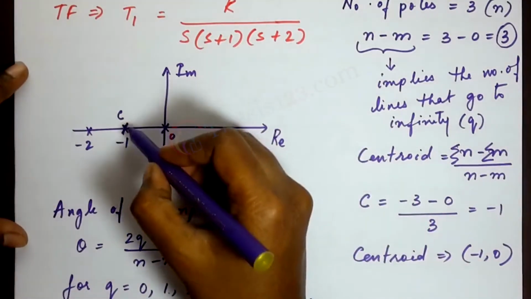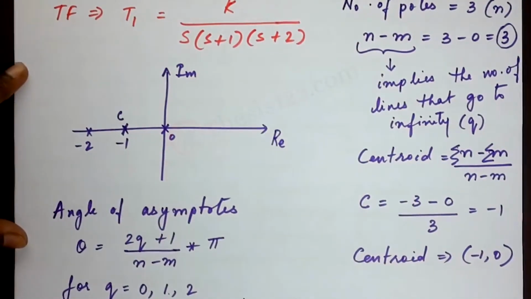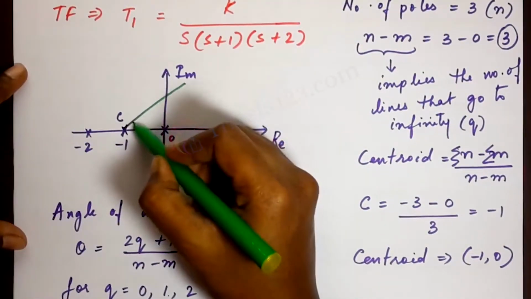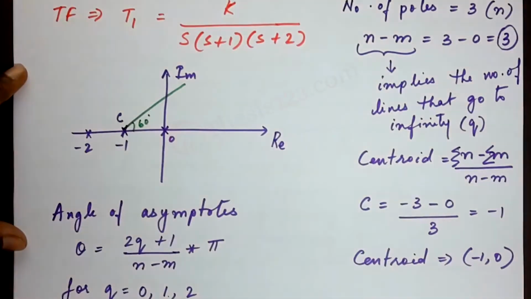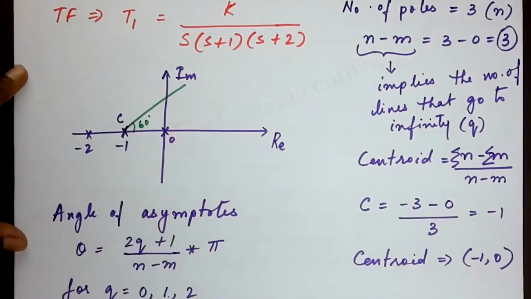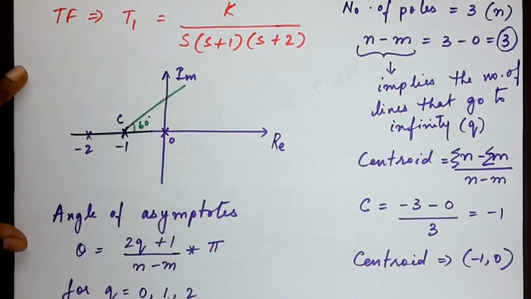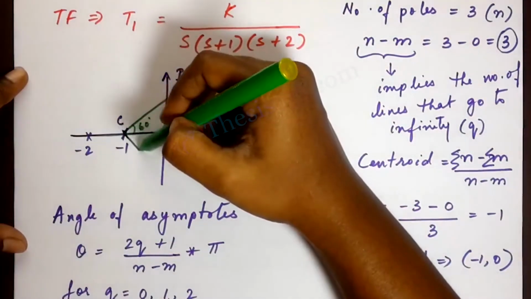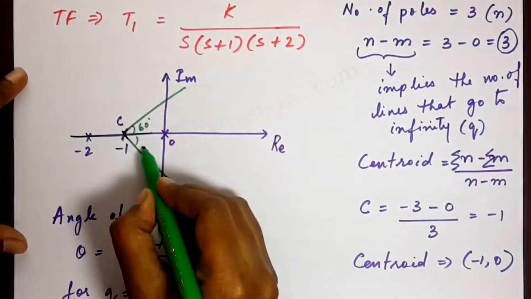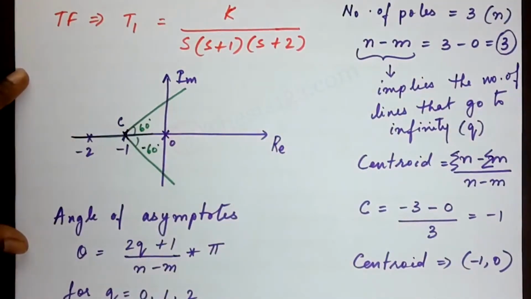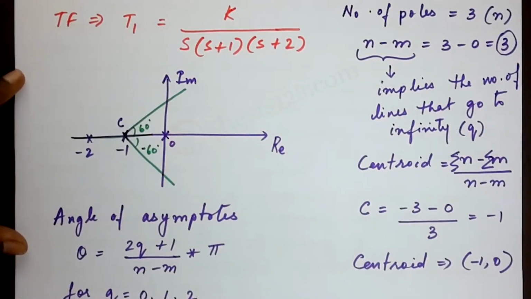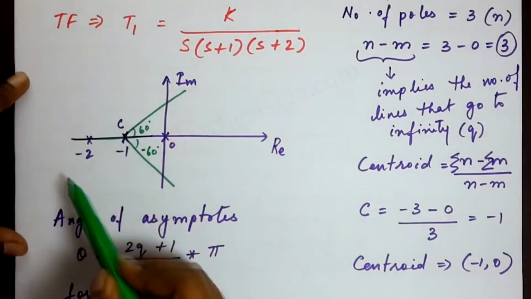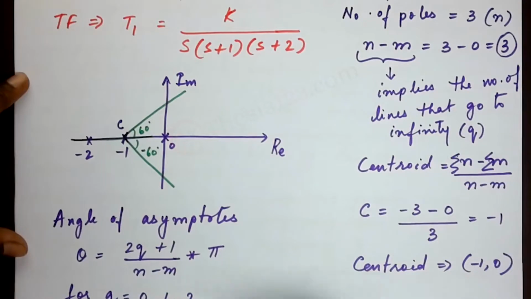So that means from the centroid, our first asymptote goes off at 60 degrees. Our second is at 180 degrees, which is this line here, the horizontal real axis. And then we have minus 60 here. Okay, so these are our asymptotes. Now, the next step is to find out which portion of the real axis actually exists in the root locus plot.